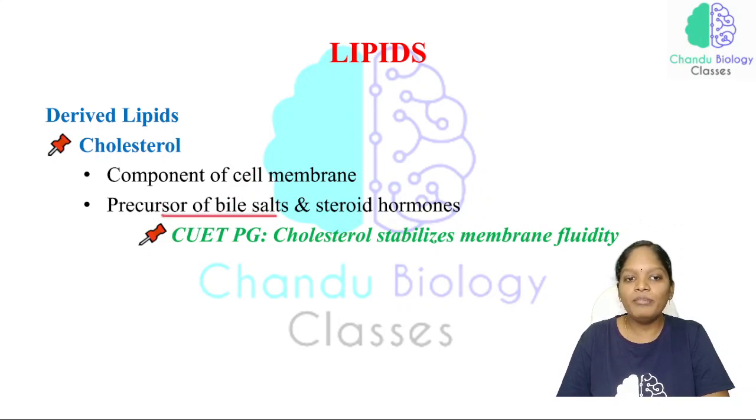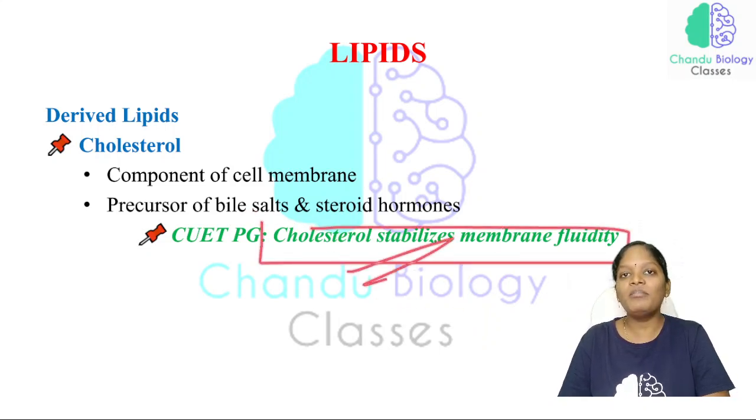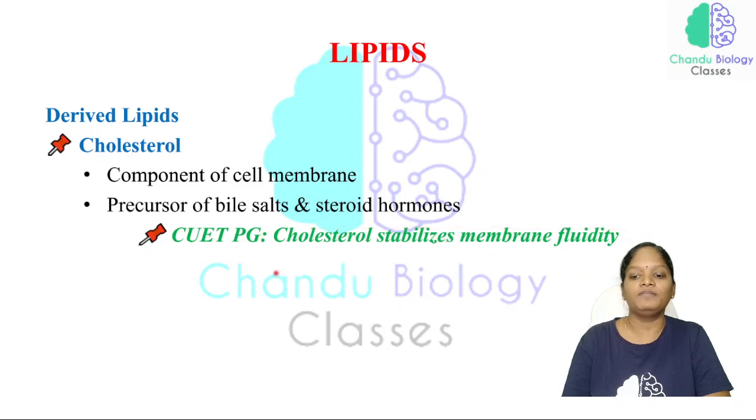So cholesterol is a precursor of the bile salts and the steroid hormones. The cholesterol stabilizes the membrane fluidity. So if the membrane is more fluid, the cholesterol is making the membrane stable by making the membrane more rigid. So this is why we are saying the cholesterol stabilizes the membrane fluidity.